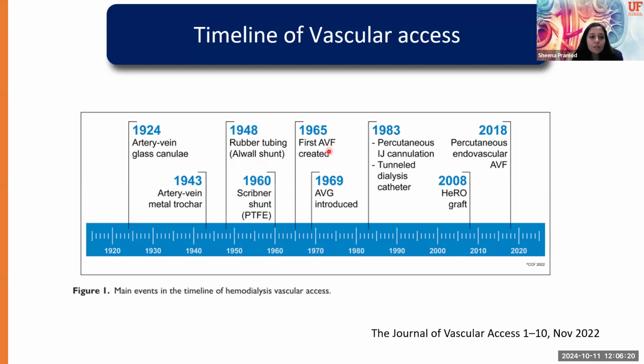The first fistula that we know of now was created in the 1960s, with arteriovenous graft starting in the 1960s. And our percutaneous catheters that we use did not come about till the 1980s. And the most recent development, of course, is our percutaneous endovascular fistula placement in the last 8 years.